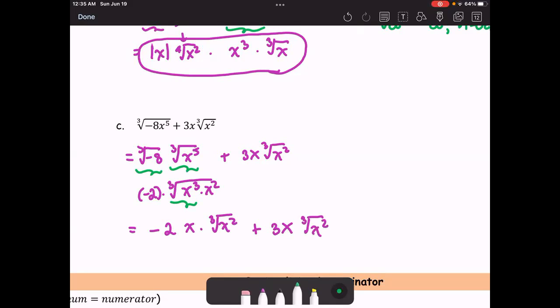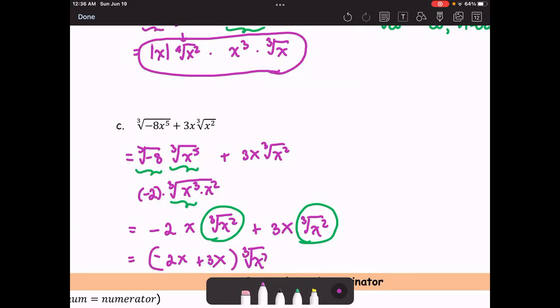It turns out to be like terms as we have the same radical for both terms. So then we just treat them like we add like terms. So this becomes negative 2x plus 3x with the common factor, the cube root of x to the second. Negative 2x plus 3x simplified to be just 1x. So then we have x times the cube root of x to the second as a result, or the simplified term of part C.